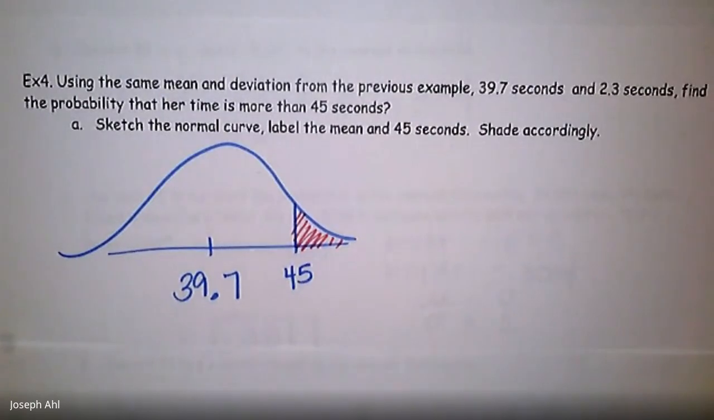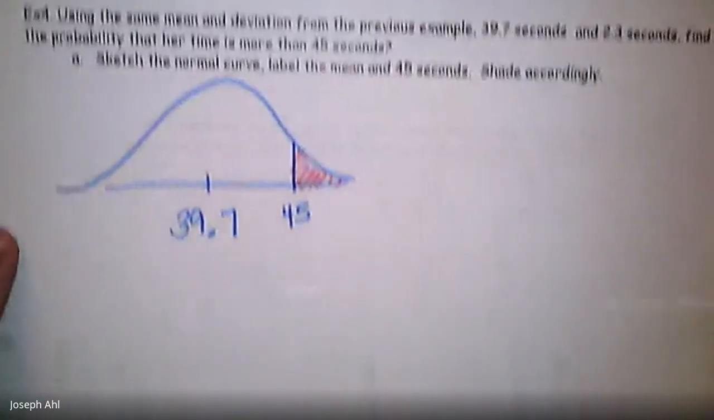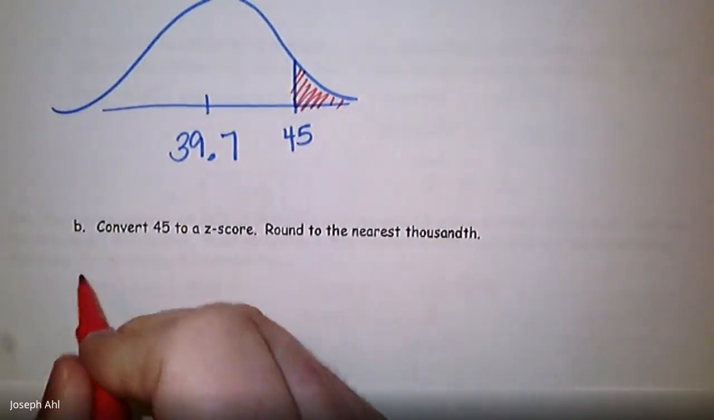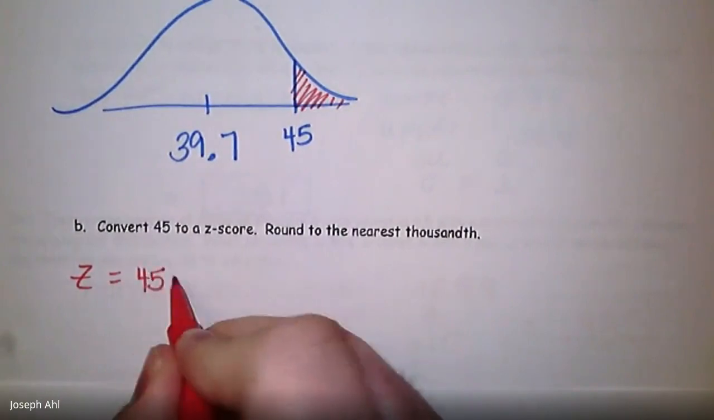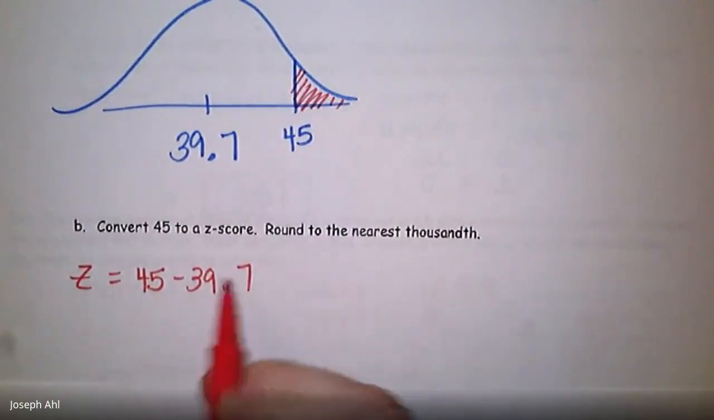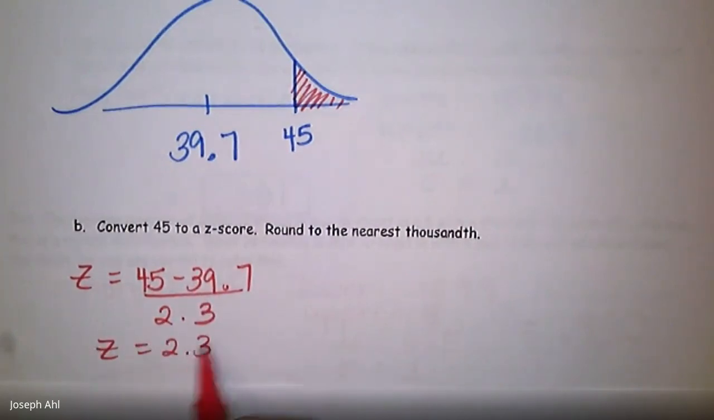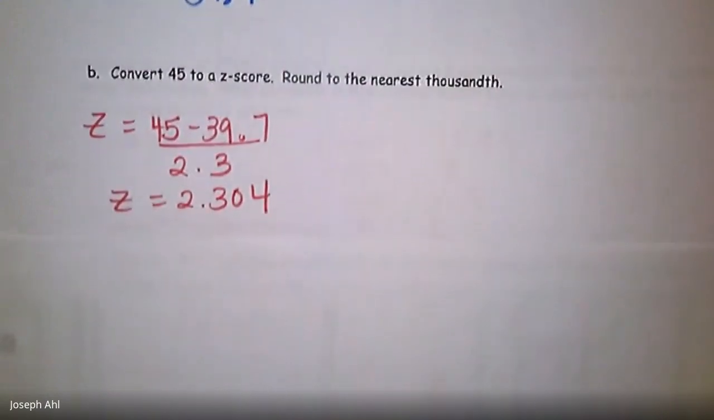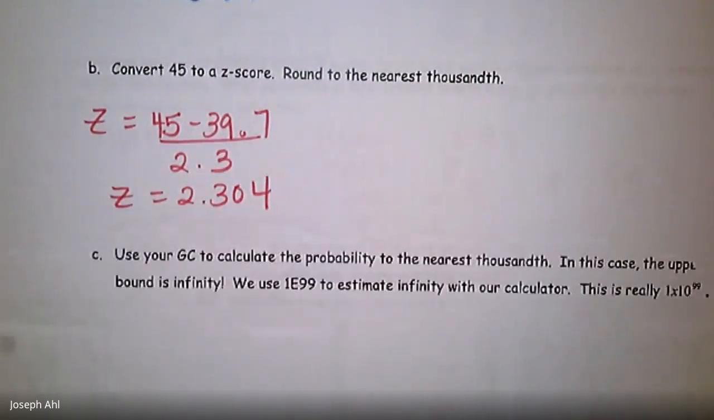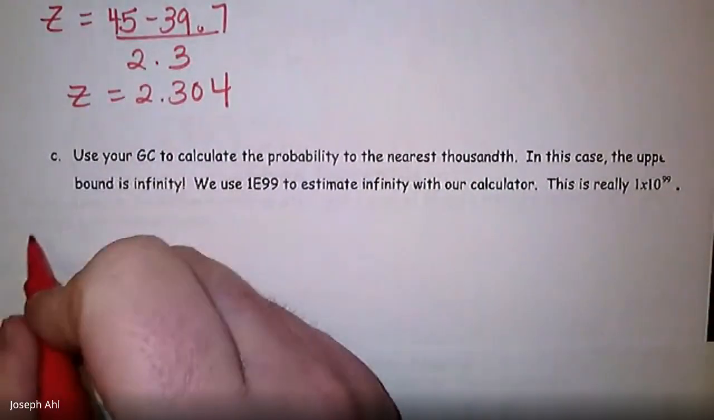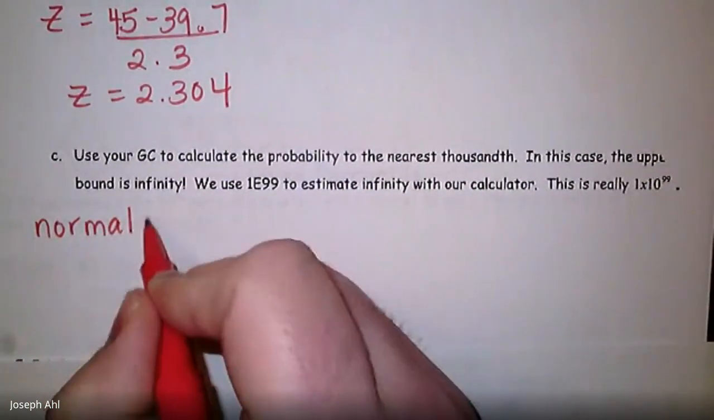So we know that there's 2 ways to do it. You can do it with a z-score. You can do it with the actual numbers that we have here, the time that we're given. But to get a little bit more practice with z-scores, let's convert 45 to a z-score real quick. So z would equal 45 minus the average over the standard deviation of 2.3. So the z-score here is 2.304. And then using that information, we're going to calculate that area that we've shaded using normal CDF on the calculator.